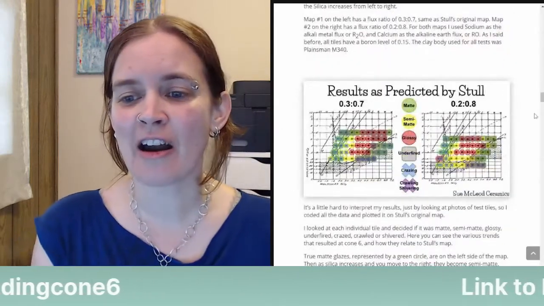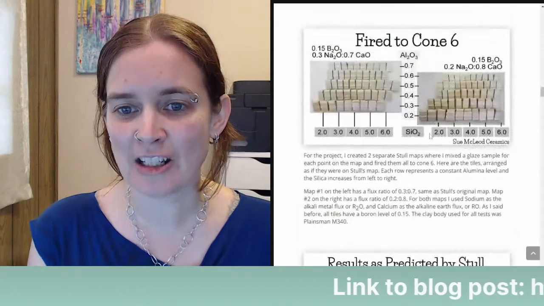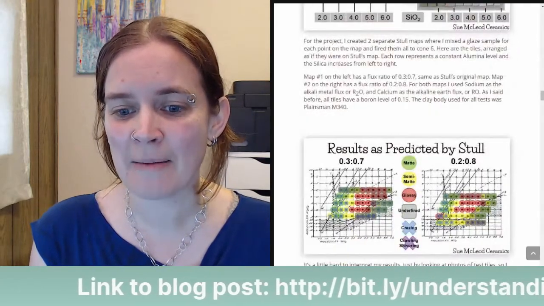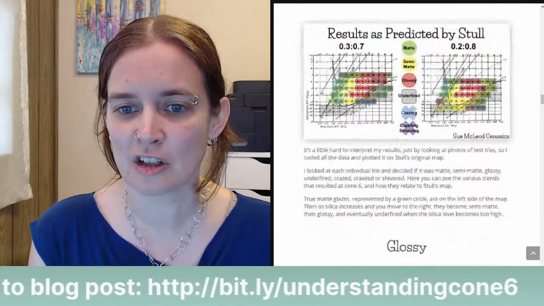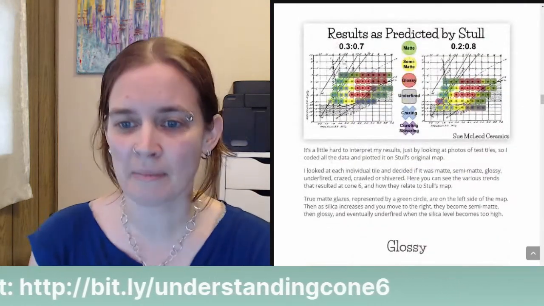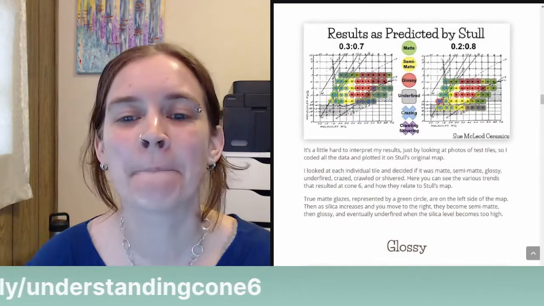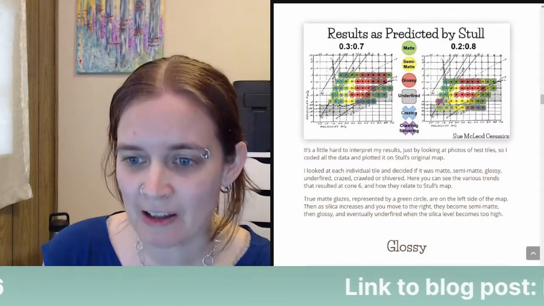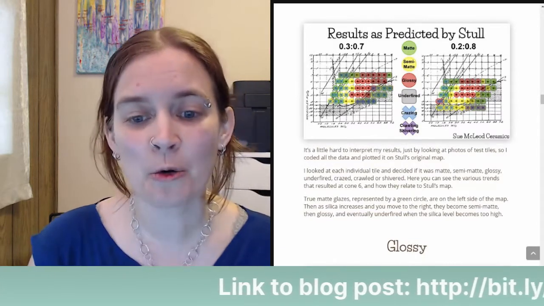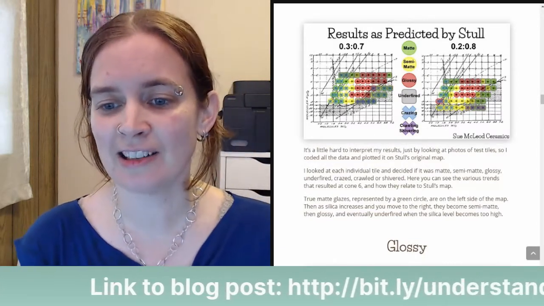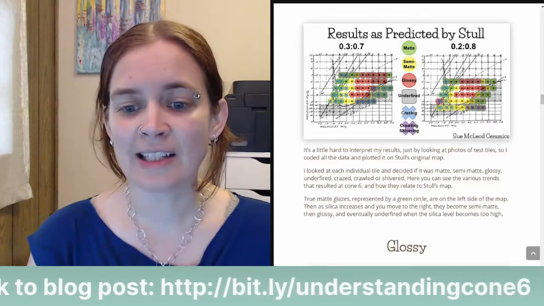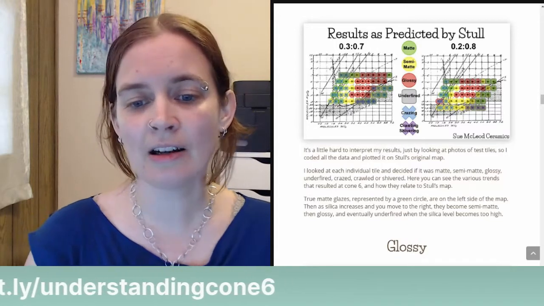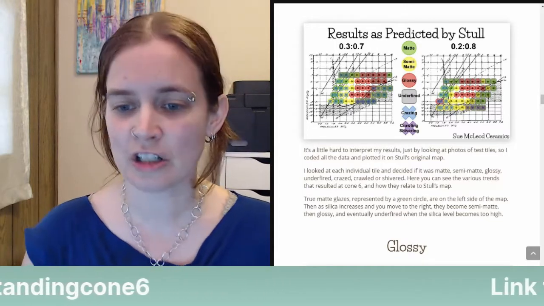So these are my results. So I took each of these test tiles and kind of color coded them and plotted them on Stull's chart here. And so these are my findings. It's a little hard to interpret my results just by looking at photos of test tiles, so I coded all of the data and plotted it on Stull's original map. I looked at each individual tile and decided if it was matte, semi-matte, glossy, underfired, crazed, crawled, or shivered.